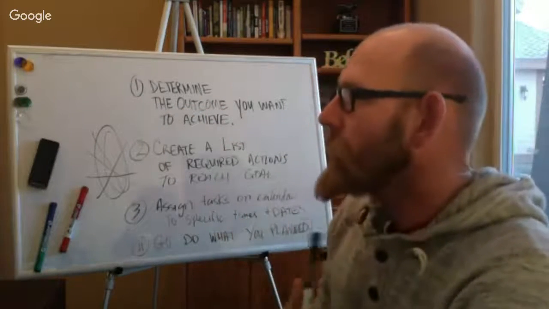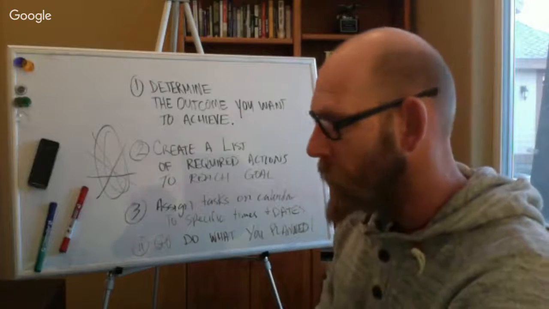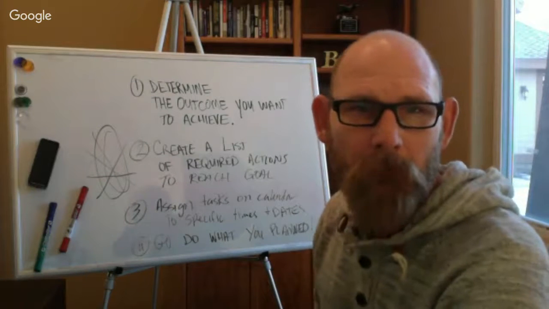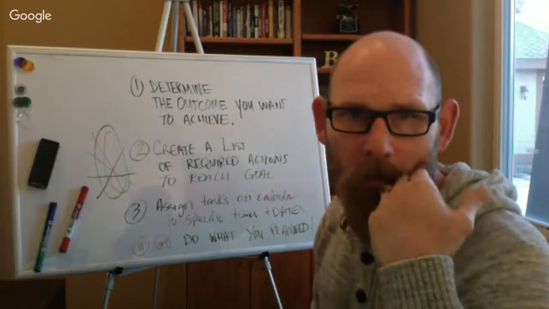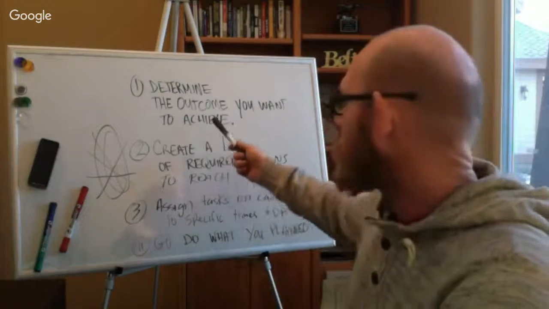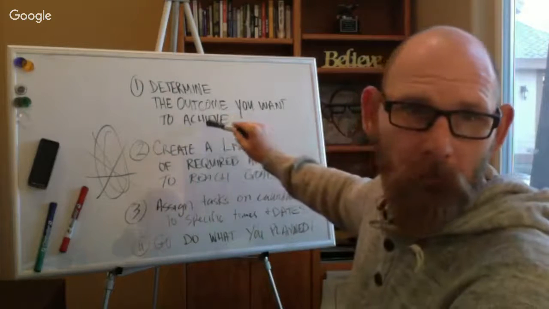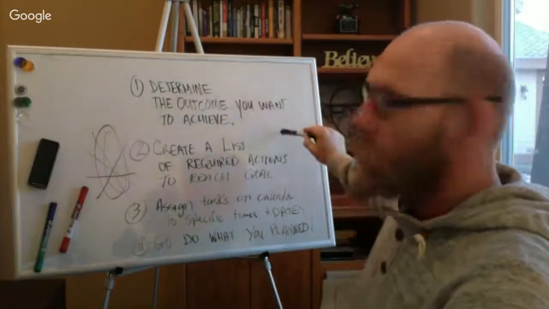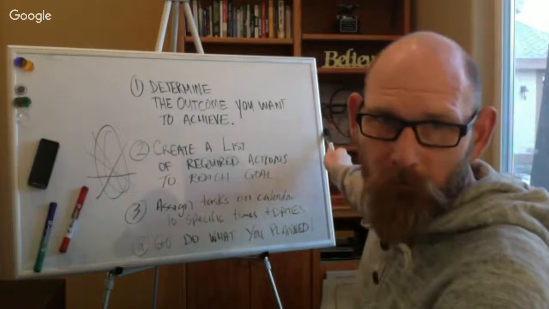Because think about this. I'll give you an example for myself, because I can only speak for myself. If I just say, hey, I want to be a better husband, what does that mean? That's not the outcome that I want to achieve. Determine the outcome. The outcome to be a better husband, that's not the outcome. The outcome would be, I want to have better communication with my wife.